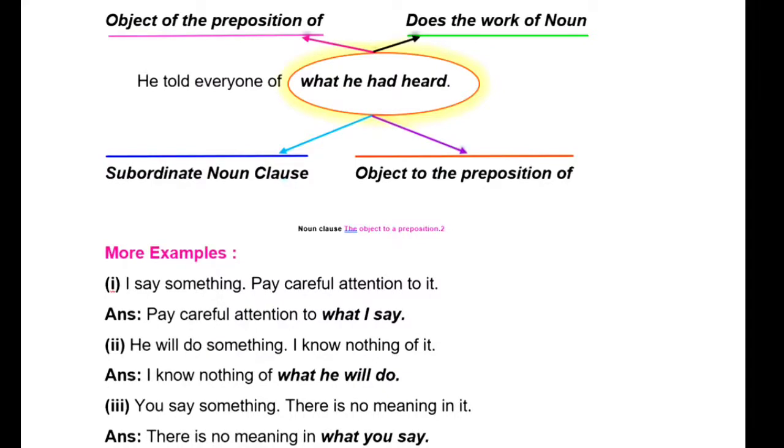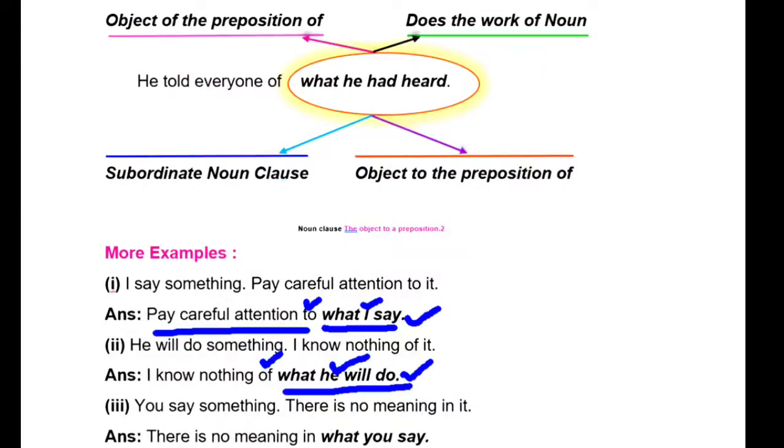Okay, I say something, pay careful attention to it. Pay careful attention to what I say. That means what I say is the subordinate clause, pay careful attention to is the principal clause, and this subordinate clause is the object of the preposition to. Similarly, he will do something, I know nothing of it. I know nothing of what he will do. What he will do is the subordinate clause and it is the object of a preposition of. As it is the object of a preposition, it does the work of a noun. So we can say that it is a noun clause object to a preposition of.